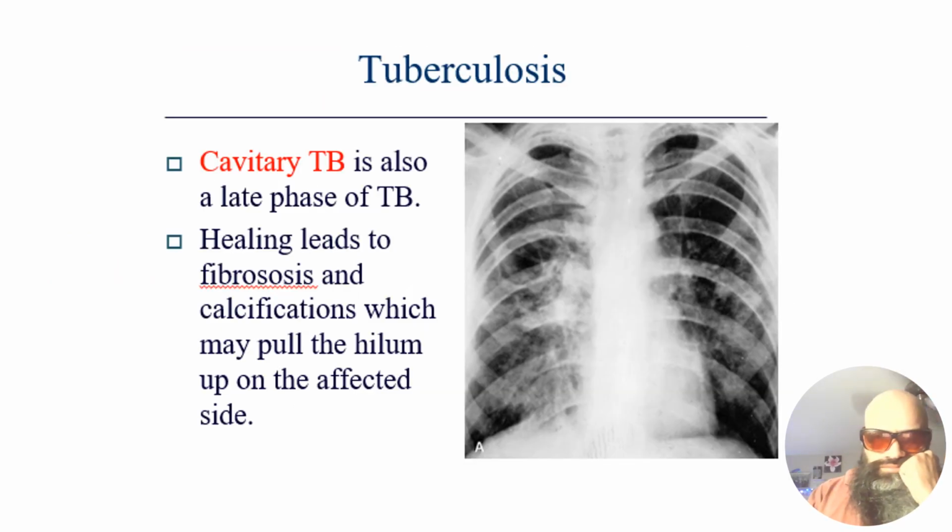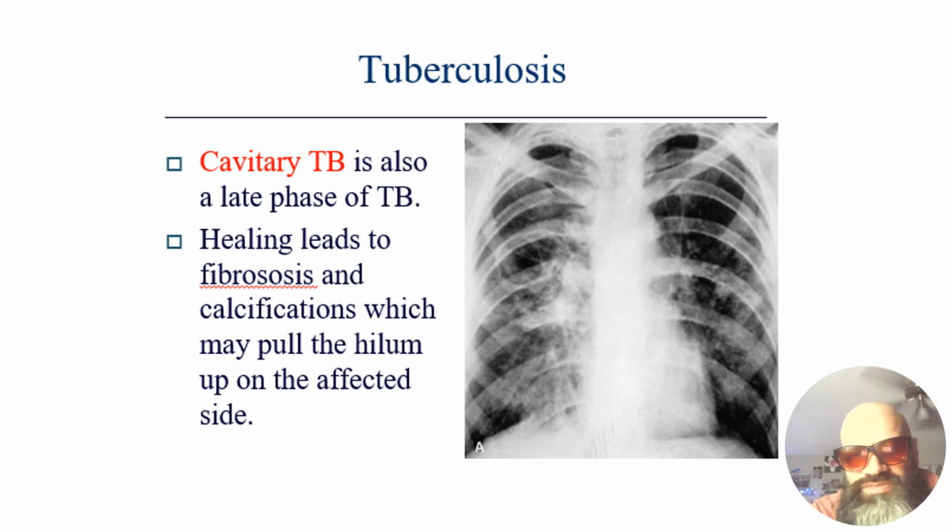But we have here findings that are in chest X-ray. We have cavitary lesions. So as tuberculosis basically spreads within our lungs, our body starts to heal it and leads to fibrosis and scarring.